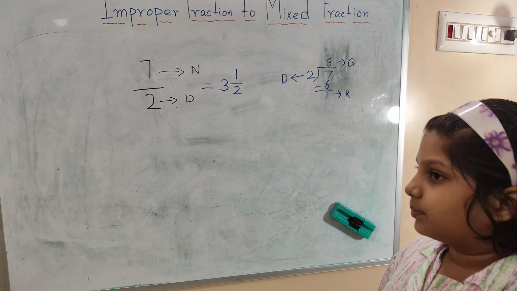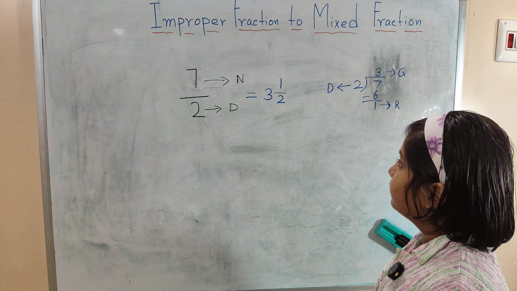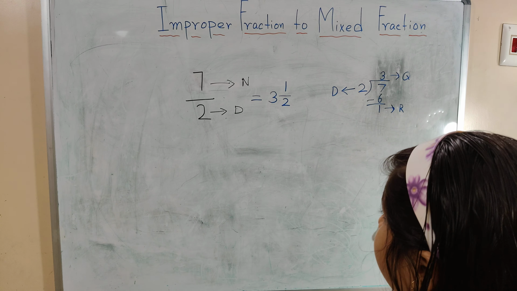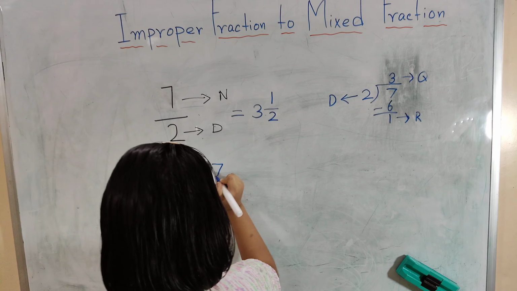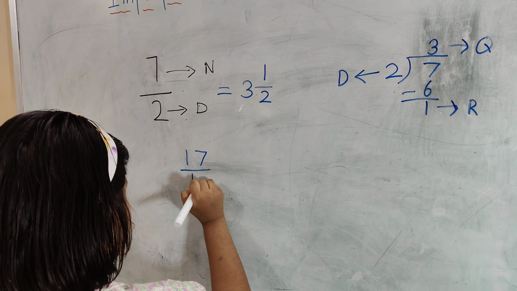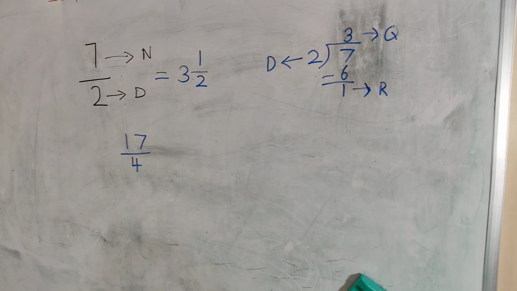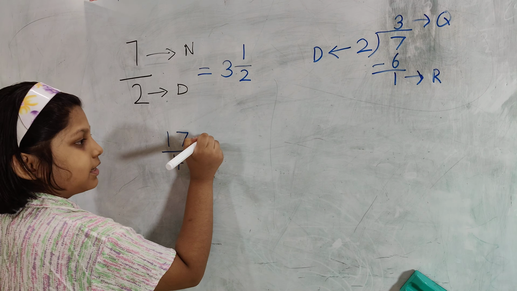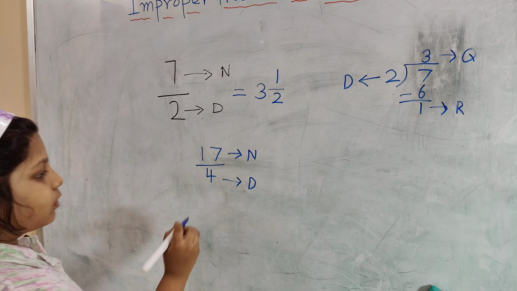Will I give you one to do? Okay, let me give you 17 by 4. First show me the numerator and the denominator. Which one is the numerator? 17 is the numerator. What is the denominator? 4.